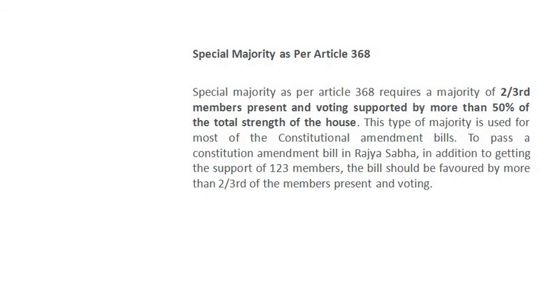Then the Article 368. A special majority as per the Article 368 requires 2/3 members present and voting supported by more than 50% of the total strength of the House. This type of majority is used for most of the constitution amendment bills. To pass a constitution amendment bill in Rajya Sabha, in addition to getting support of 123 members, the bill should be favored by more than two-thirds of the members present and voting.